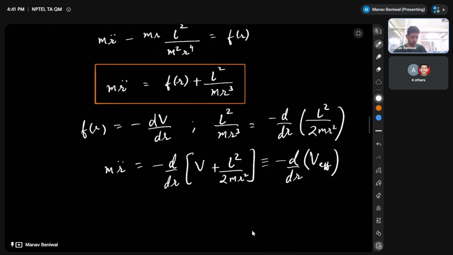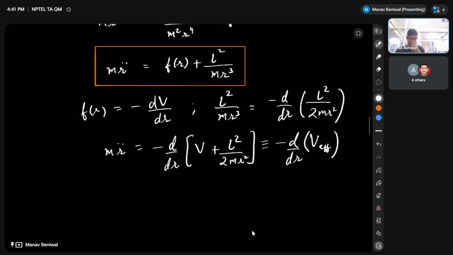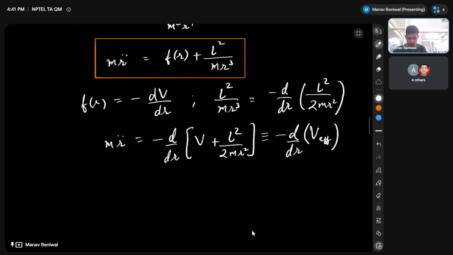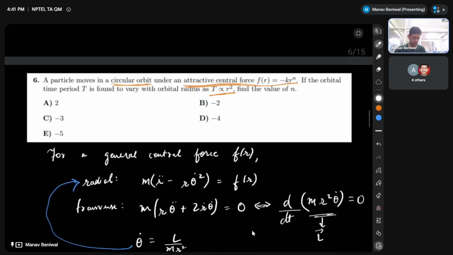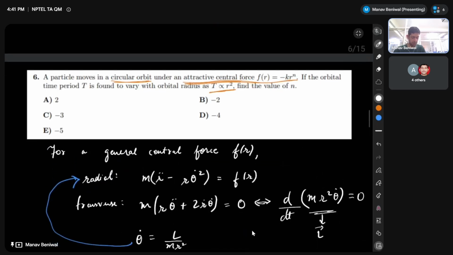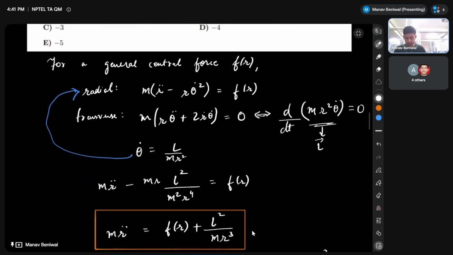Now, keeping all these things in mind, we'll do this problem. Let's read the problem again. We are given a particle that moves in a circular orbit, and the central force varies as minus k r to the power n. If the orbital time period tau is found to vary with orbital radius as T proportional to r squared, find the value of n.